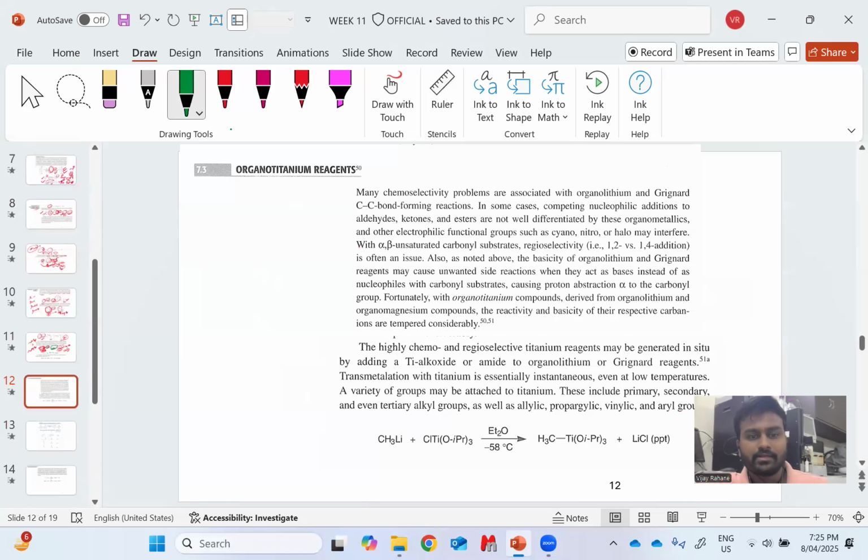The next metallic reagent is the organotitanium, and basically in this case the metal center is the titanium. How is this getting prepared? You need the methyl lithium, then the titanium here. This is the starting material, the titanium isopropoxide, and here the titanium center also has the chlorine attached. So you can see.